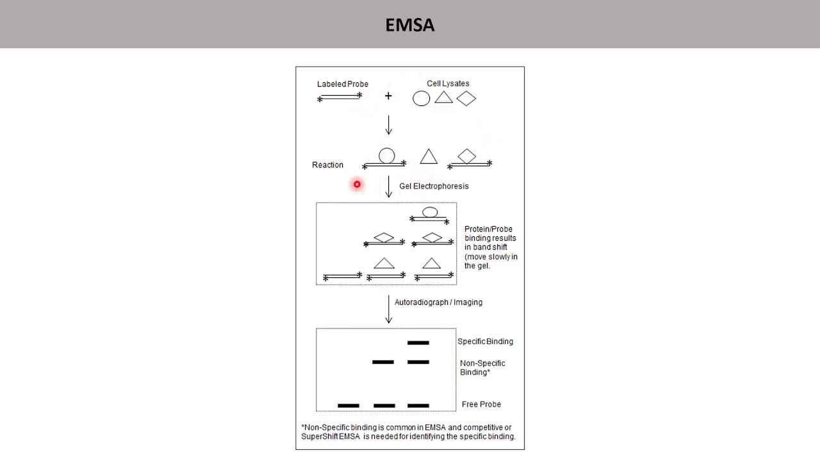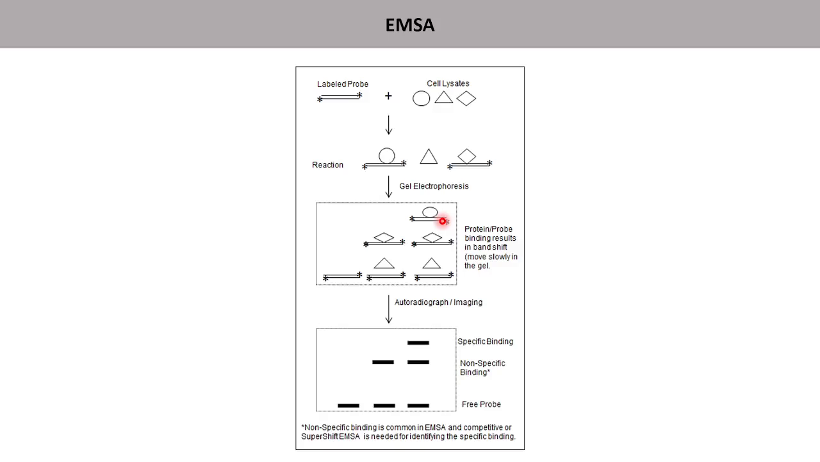Okay, so now this reaction we will run on the gel electrophoresis. Now what happens is there are chances that this protein that is getting bound will have more weight, or the protein size will be more as compared to the circular protein. So in that case, these two bands will separate on the basis of the weight or the size. So if the size will be more, it will take more time to move.